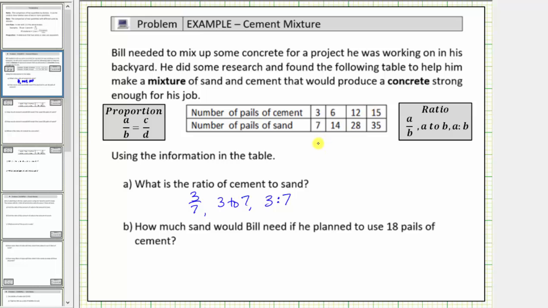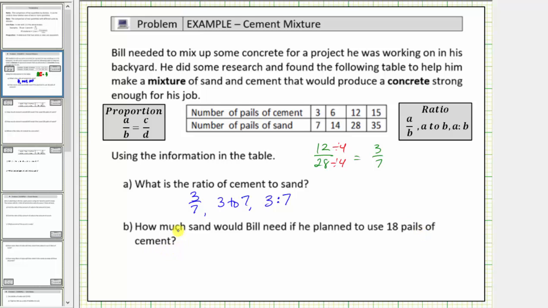It would not be wrong to give the ratio as, let's say, 12 to 28. Notice if written using a fraction bar, we can simplify a ratio just like we simplify a fraction. Notice how if we divide 12 by 4 and 28 by 4, we do get the simplified ratio of 3 to 7.